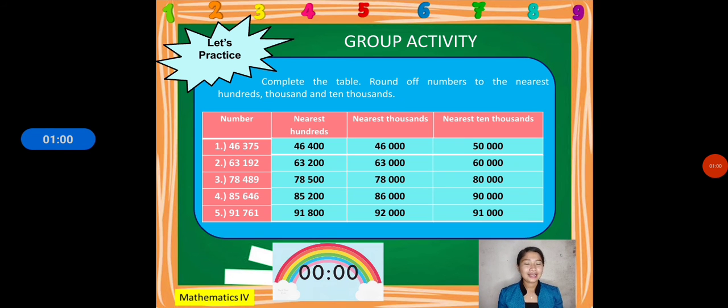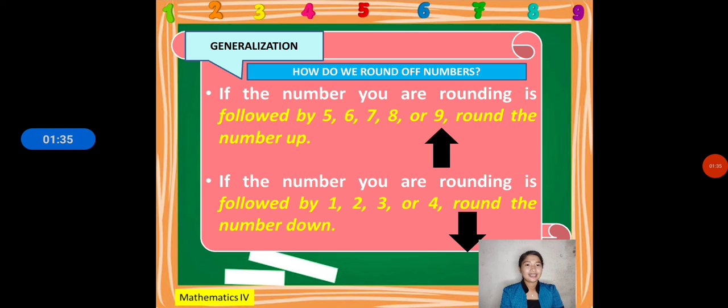Time's up. Let's check your output. Generalization. How do we round off numbers? If the number you are rounding is followed by 5, 6, 7, 8, or 9, round the number up. If the number you are rounding is followed by 1, 2, 3, or 4, round the number down. Just ignore and change it to zeros. Did you learn something in our lesson today?